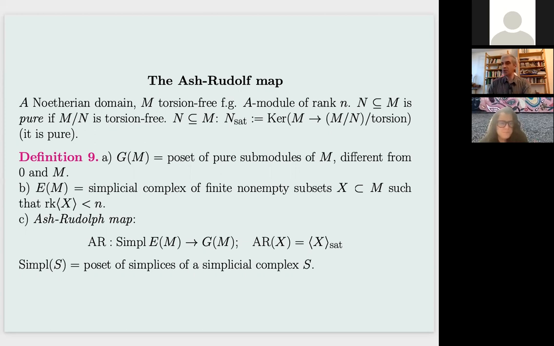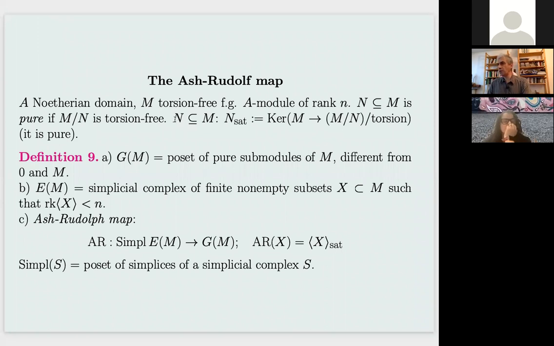Then I go on. So let me take a Noetherian domain A and a torsion-free, finitely generated A-module M of rank n. I want to explain the Ash-Rudolph construction as a map of posets. That's what is here. So let me explain what I'm going to do.